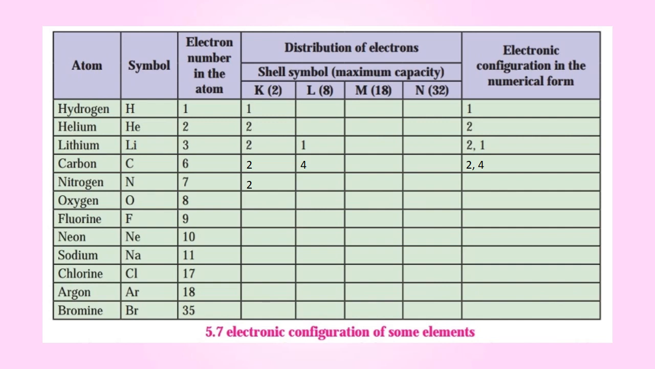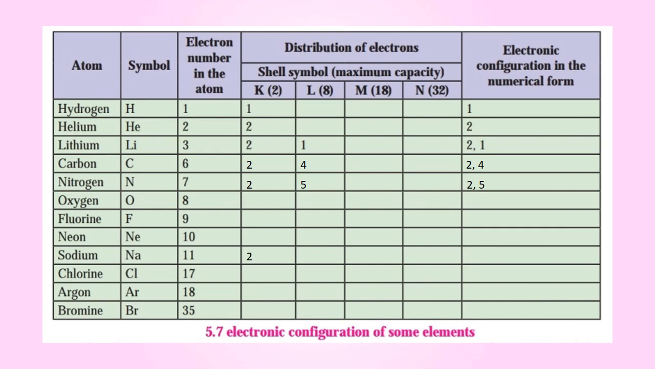Similarly for nitrogen, symbol N, electron number is 7. Again we have to distribute these 7 electrons. So we will write 2 under K shell and 5 under L shell. So the electronic configuration of nitrogen will be 2, 5.